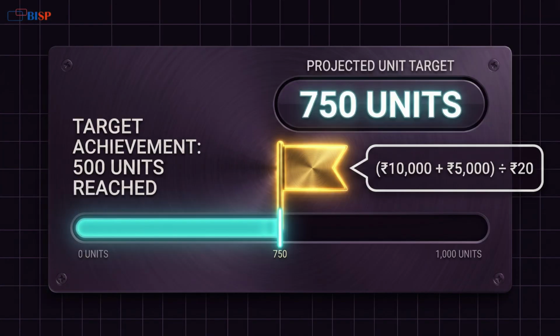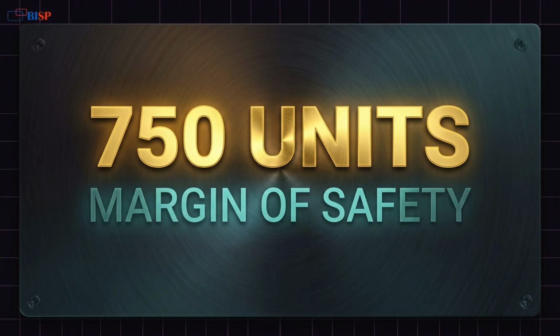Required units, this answers the question, how many units to achieve a desired profit? Formula, fixed cost plus desired profit divided by contribution per unit. With desired profit of 5,000 rupees, that's 15,000 rupees divided by 20 rupees, you need 750 units.